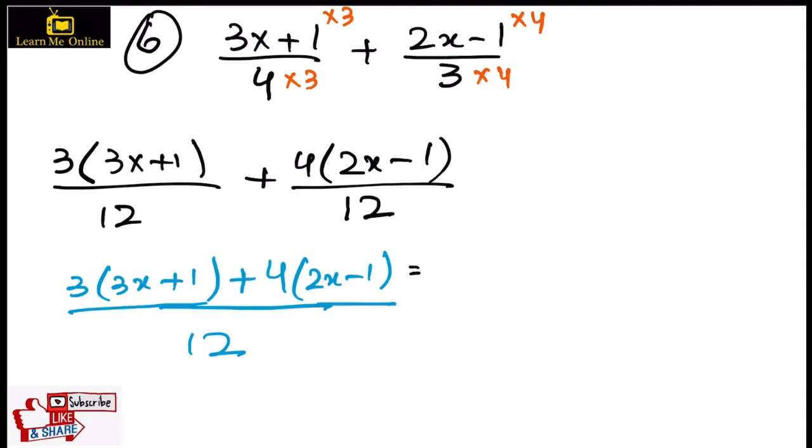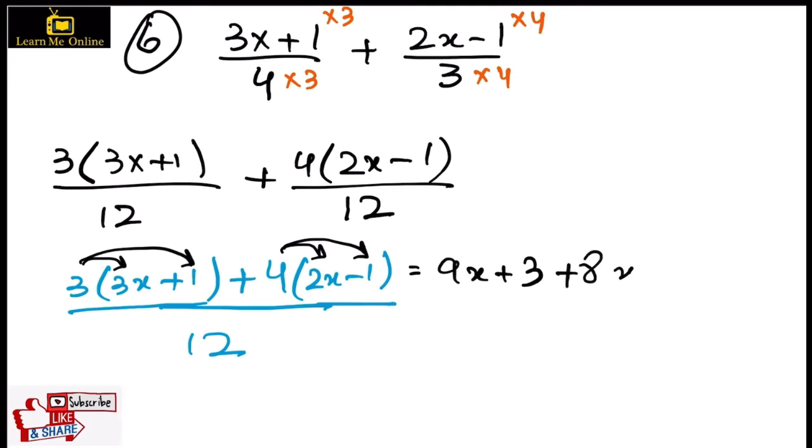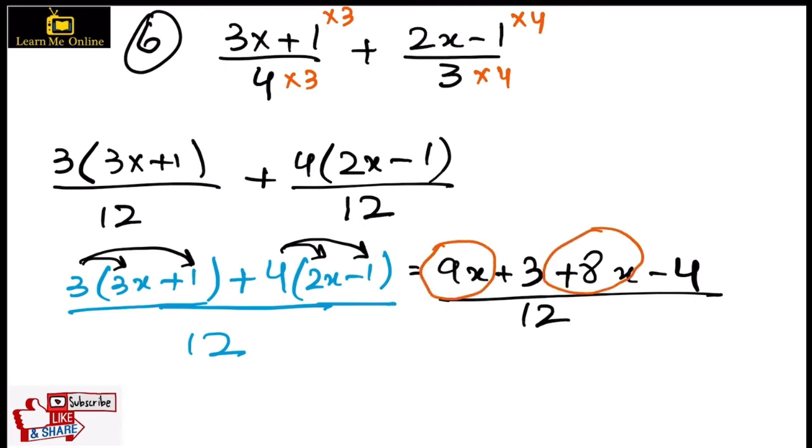So expanding the bracket would be 3 times 3x, which gives you 9x + 3. When you multiply the other one, you will be having 4 times 2x is 8x, minus 4, and the denominator is 12. Now this is the stage where possibly you can collect like terms, because I can see that there's a 9x and there's an 8x. Because we are having the same terms, we add them together. So 9x + 8x would be 17x.